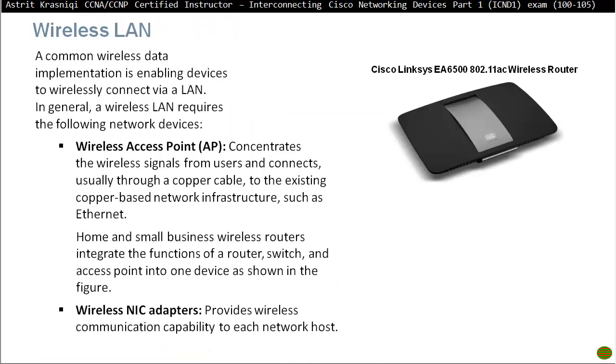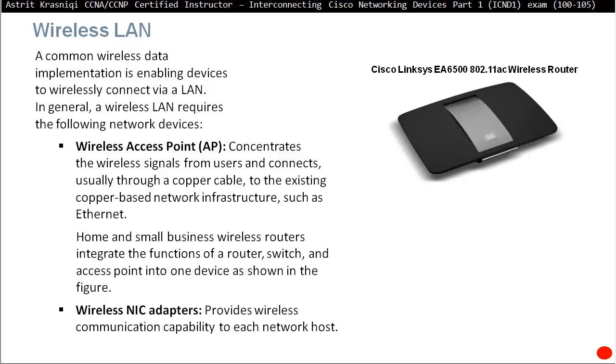A wireless LAN, a common wireless data implementation, enables devices to wirelessly connect to a LAN. In general, a wireless LAN requires the following network devices. A wireless access point concentrates the wireless signal from users and usually connects through a copper cable to an existing copper-based network infrastructure such as Ethernet. In homes and small businesses, wireless routers integrate the function of a router, switch, and access point into one device, as you can see in the figure. This is an integrated router.